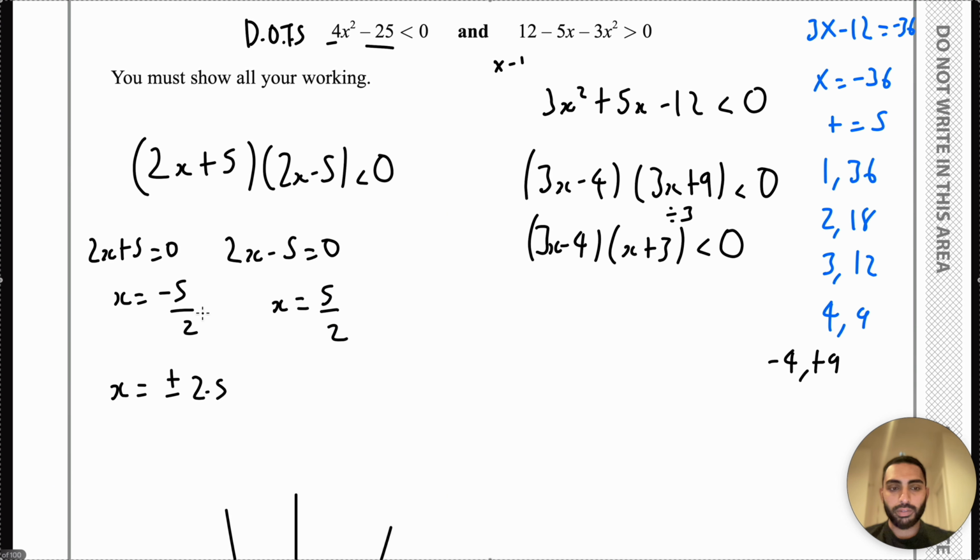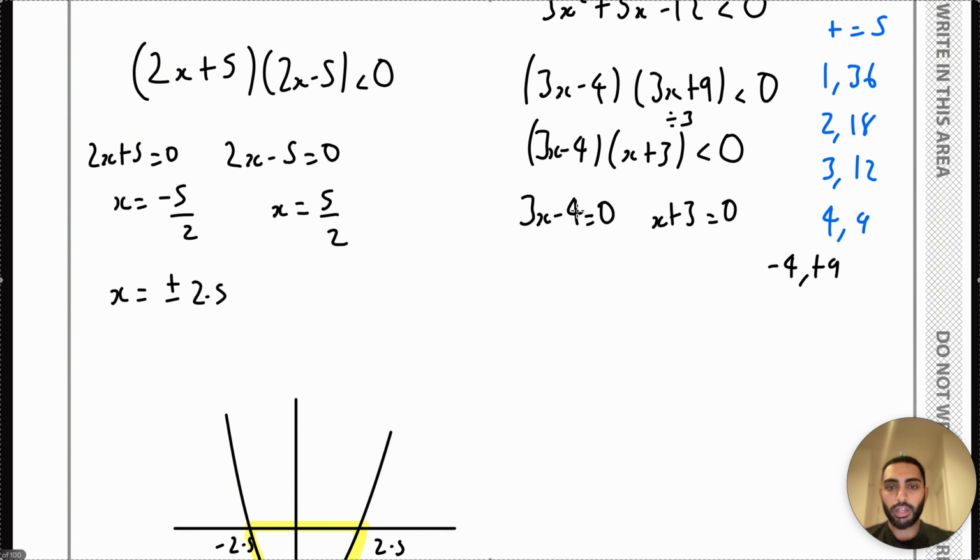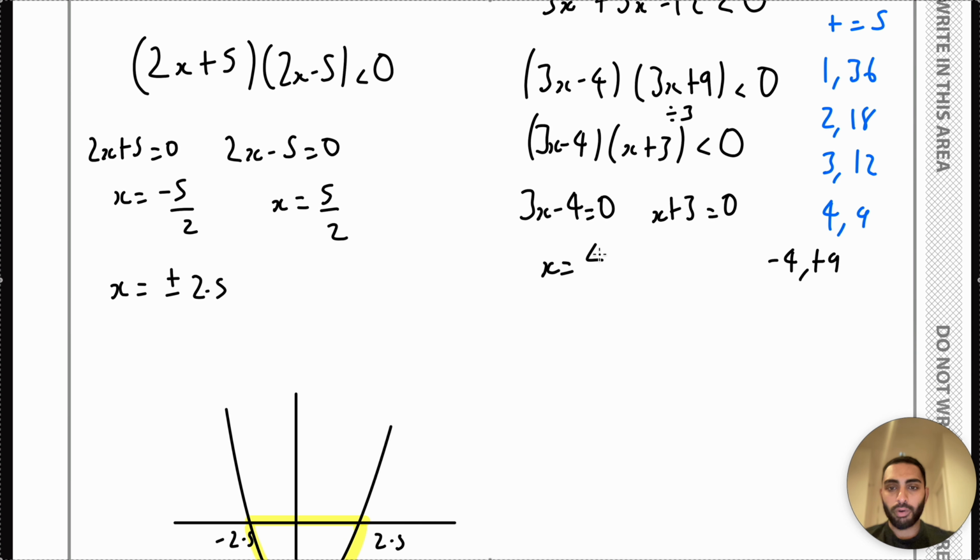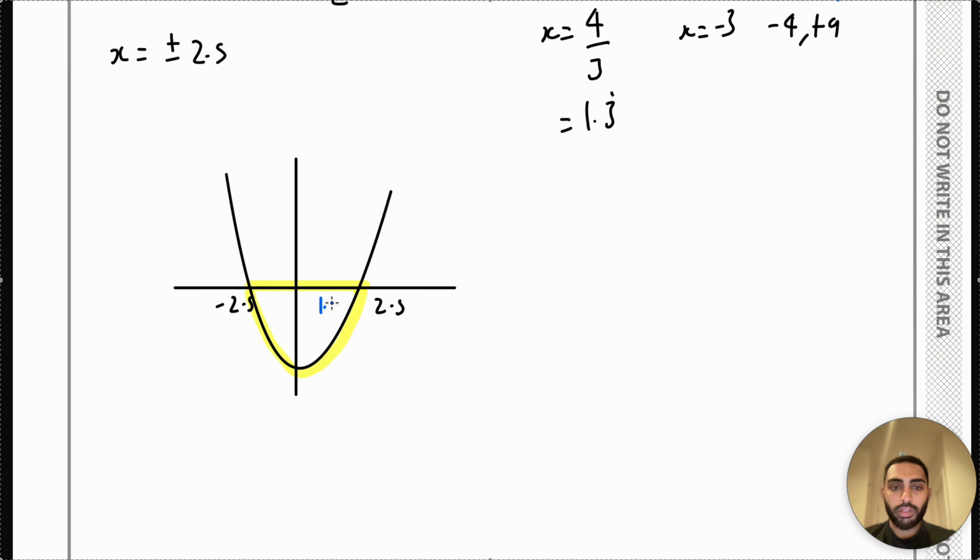Let's solve these just the same way as we did the previous one. So we got 3x minus 4 is equal to 0, and x plus 3 is equal to 0. So here x would be equal to 4 over 3, which is the same as 1.3 recurring. And this one, x equals -3. So these are the 2 points where it's crossing the x-axis. So 1.3 recurring is over here, and -3 is before -2.5, so it's over here.